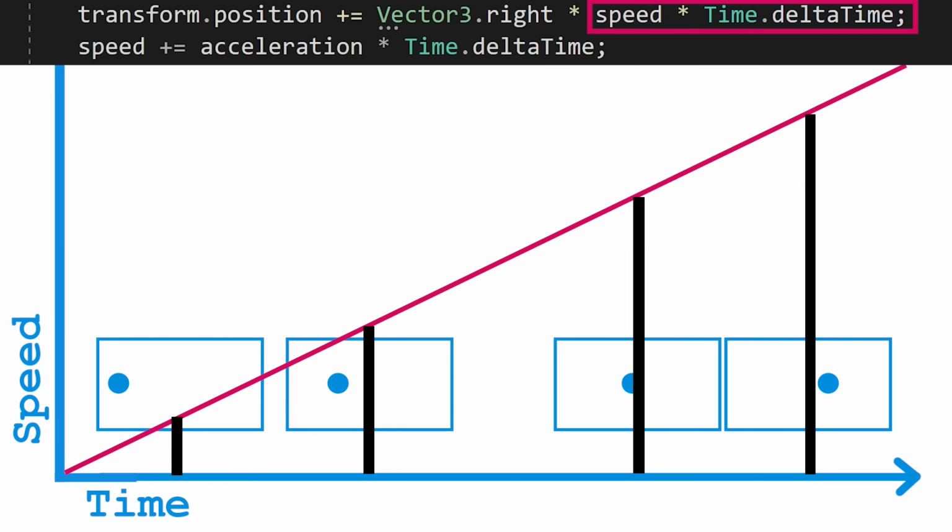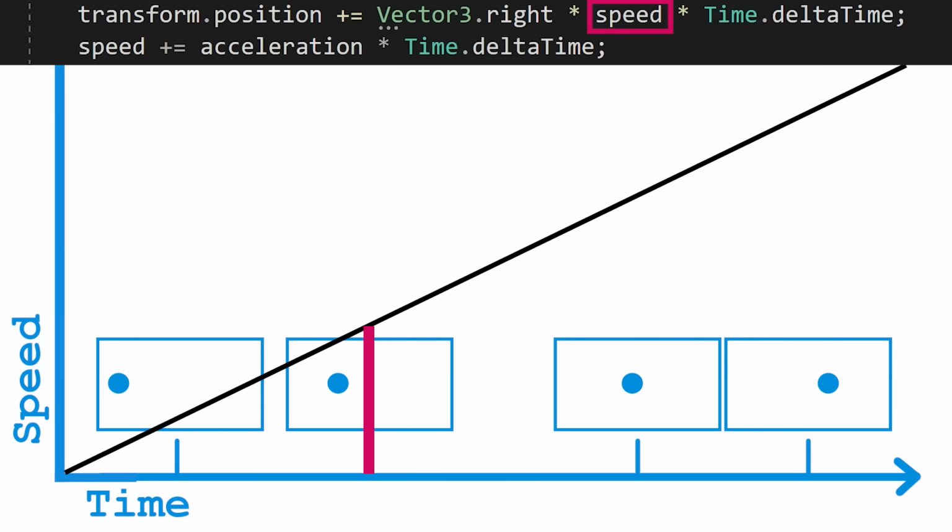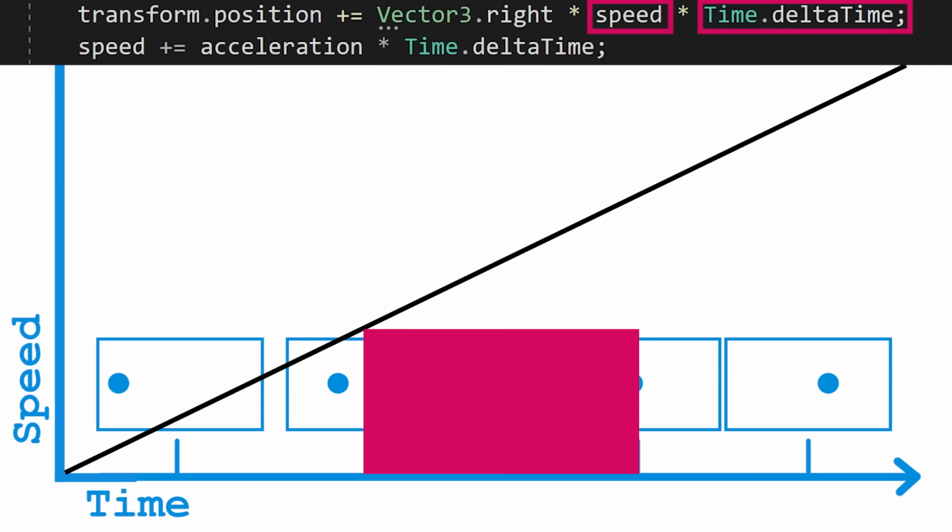So now let's assume we're running this code right here in between those two frames. What are we multiplying? We're multiplying speed times delta time. By multiplying those two numbers, we calculate the surface area of this beautiful rectangle here. So the surface area of this rectangle represents how much we're gonna move between those two frames. So can you start to see the problem here?